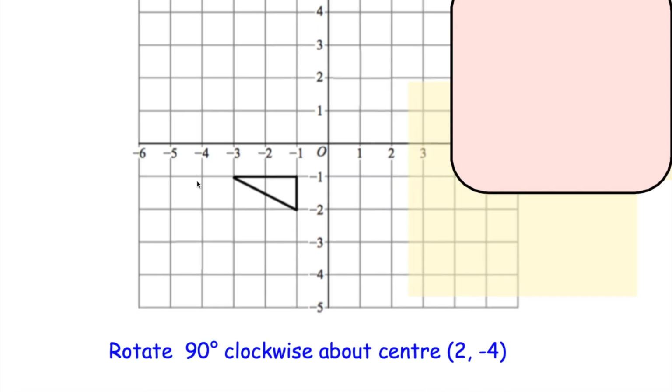So question number 10, we've been asked to rotate 90 degrees clockwise about center 2, -4. So we're going to rotate this triangle 90 degrees clockwise about the center 2, -4. So let's plot the point 2, -4 to begin with. So that's our center of rotation 2, -4. And then we're going to get our tracing paper, and we're going to put it over the shape and also over the center of rotation, making sure that our tracing paper is straight. Okay, so we'll draw over those and it would look something like this.